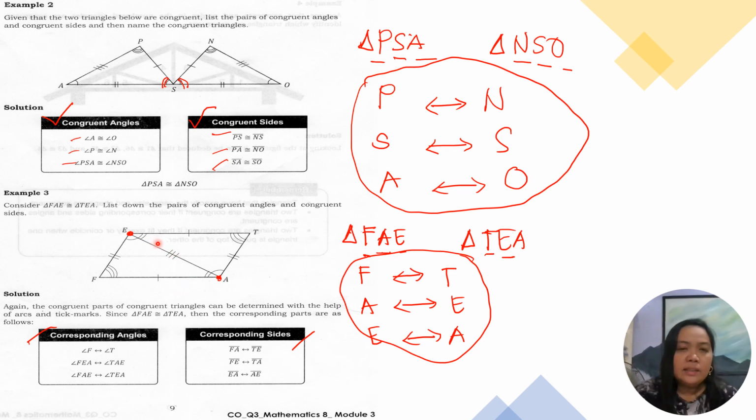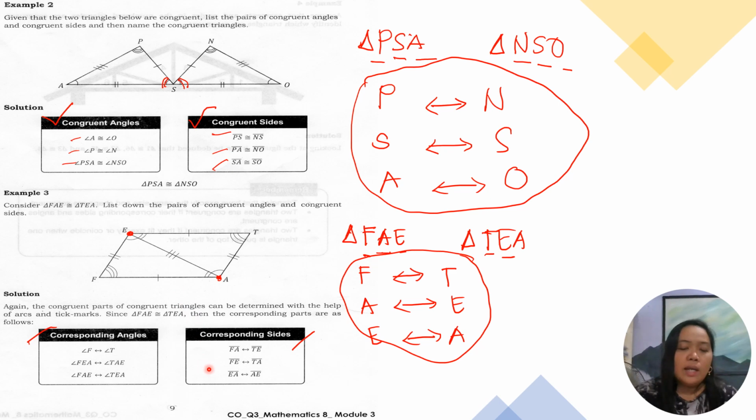Okay, notice that both angles have the same arcs. Alright, what about the corresponding sides? Notice also that the corresponding sides of triangle FAE have the same number of tick marks as the sides of triangle TEA. So the first one there is segment FA, which corresponds to segment TE.